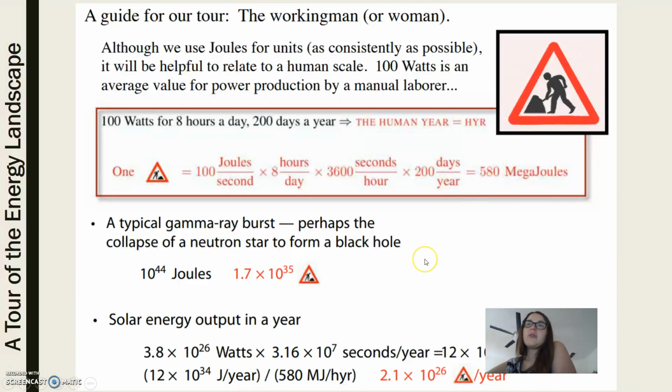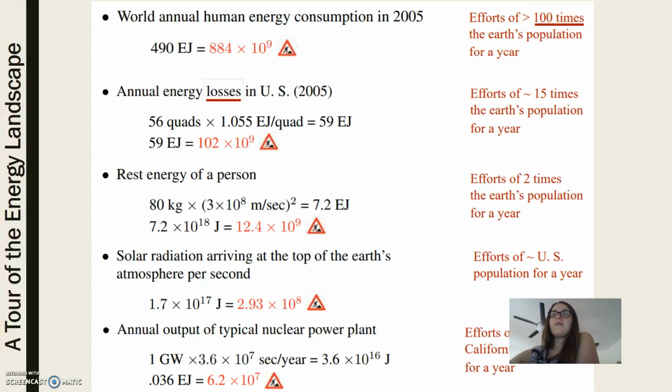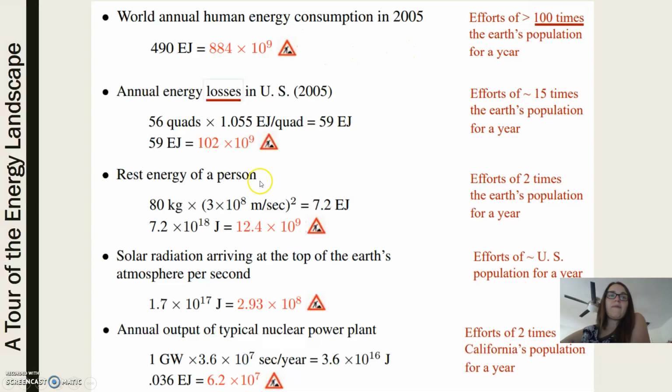If we look and convert that to other things to see how that compares, we can see really the scale of the amount of energy one human could work for a year. So a solar energy output in the year is 2.1 times 10 to the 26th human years per year. The annual human energy consumption in 2005 was 490 exajoules. So this was times 10 to the 9th. So the efforts of more than 100 times the Earth's population for a year was the amount of energy that we consumed in 2005.